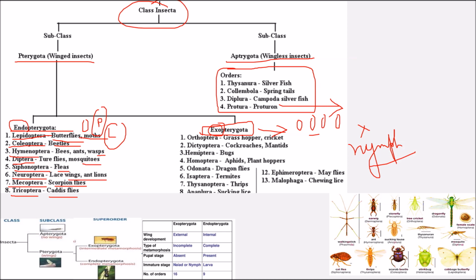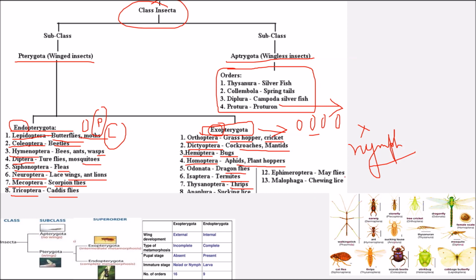Now, coming to Exopterygota, Orthoptera, we have grasshopper, we have cricket. Dictyoptera, we have cockroaches, we have mantids. Then we have Hemiptera, we have bugs. Homoptera, we have aphids and plant hoppers. Odonata, we have dragonflies. Isoptera, we have termites.